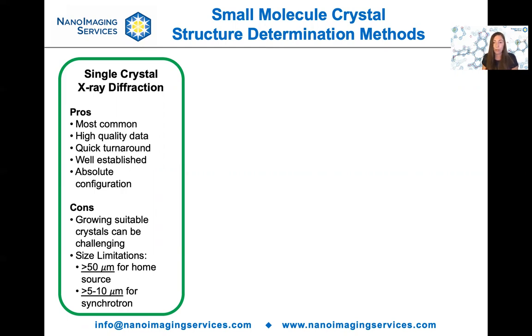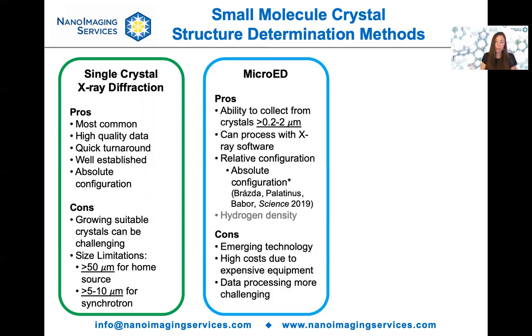These numbers are, of course, debatable, but for a home source diffractometer, you might need crystals about 50 microns or larger. Most small molecule structures are determined on home sources. If you're a lucky group and you're able to get synchrotron time for your small molecules, you can maybe get away with slightly smaller crystals. But really, there is a fine limit at which point you can no longer collect data. And this is where microED really shines. MicroED is able to collect data from crystals down in the 0.2 to 2 micron range, which greatly expands the number of crystals that we're able to determine by crystallographic methods.